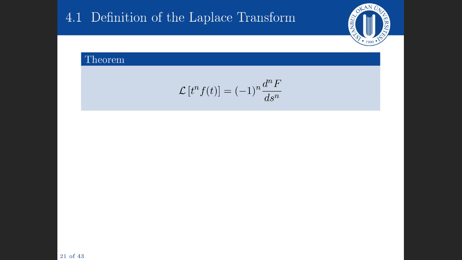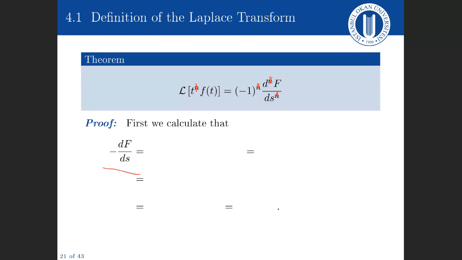A theorem which we're going to be using: the Laplace transform of t to the power n, f of t, is minus 1 to the power n multiplied by the nth derivative of capital F. This is a formula which we're going to use a lot. This is a formula which I am going to prove. And first I'm going to prove it if n is equal to 1. If n is equal to 1, we get t to the power 1, minus 1 to the power 1, and then 1 derivative of capital F.